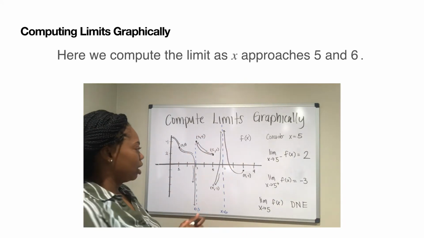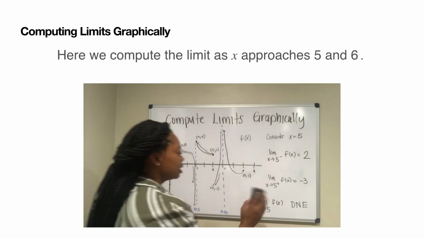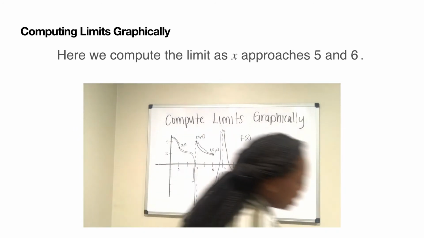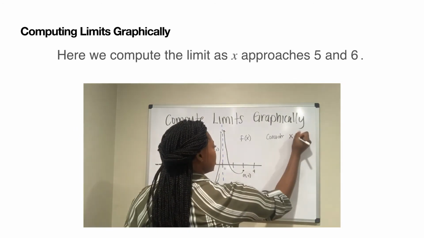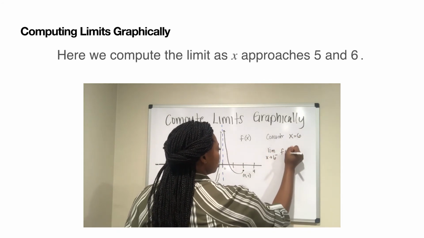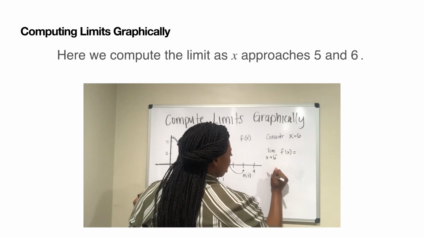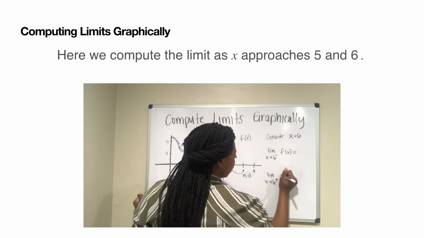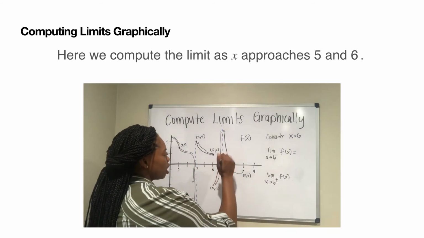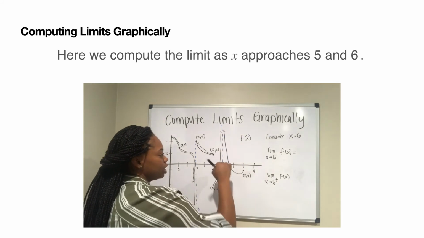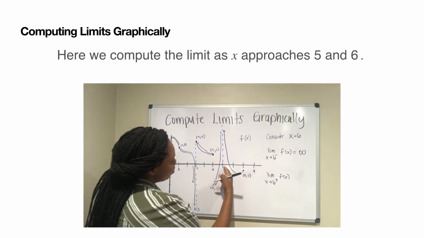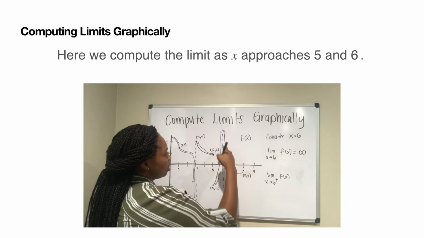Okay? Now, the last example we're going to get is we're going to compute the limit as I approach 6. So again, you'll compute your limit from the left, and you want to compute the limit from the right. Now, as we approach 6 from the left, our graph appears to be going off to positive infinity. So we'll say that that limit is equal to positive infinity. And as we approach 6 from the right, it's also going off to positive infinity.